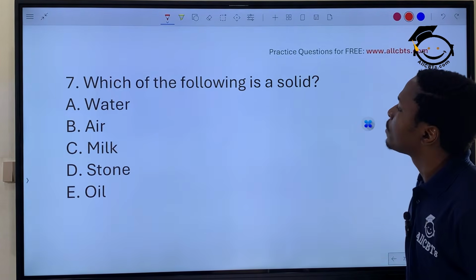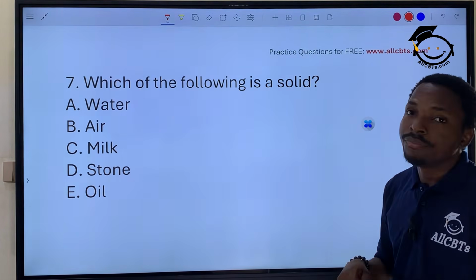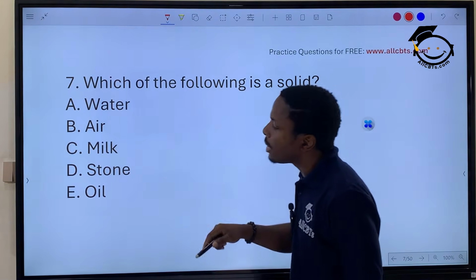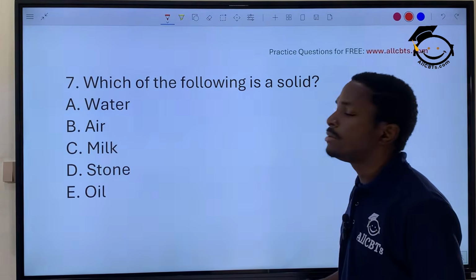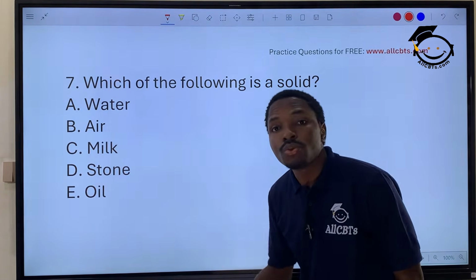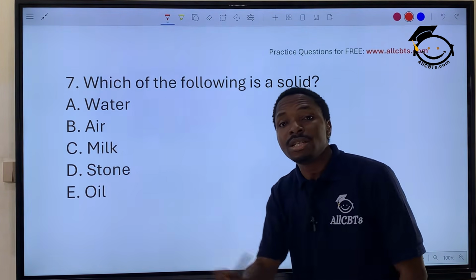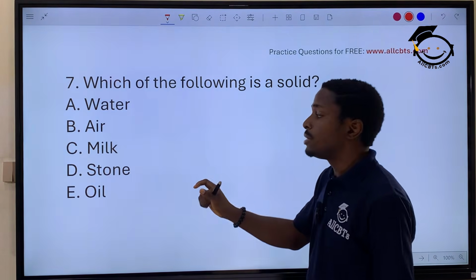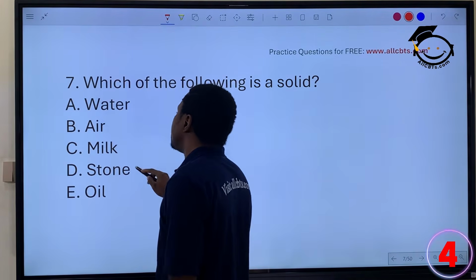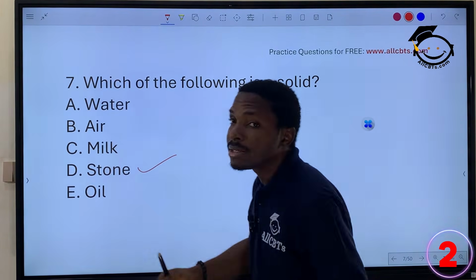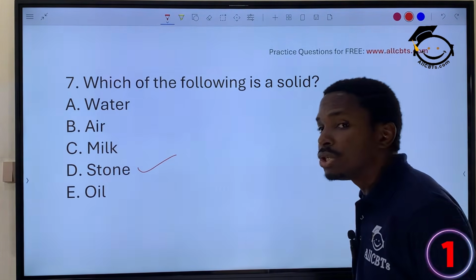Then question 7. Which of the following is a solid? Water, air. So air is gas, water is liquid, milk, oil. And then you have stone. Yes, stone is solid. It has a definite shape. Right, so a solid has definite shape, and they occupy space as well. So they have mass, they have definite shape, they occupy space.